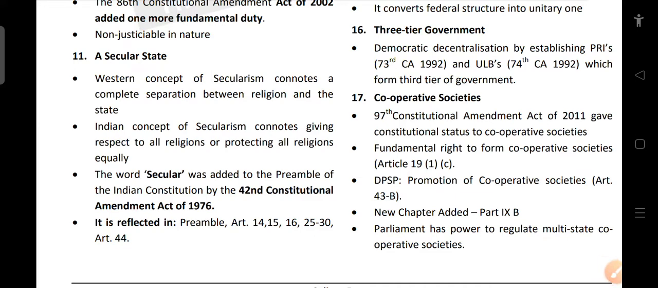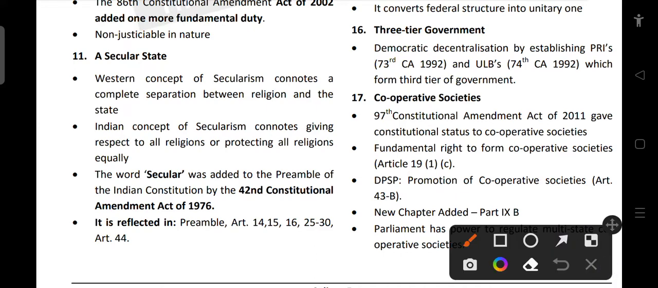We can see the reflection of the word secular in the Preamble, and we also get to know about secularism in the following articles: Articles 14, 15, 16, 25 to 30 and 44.